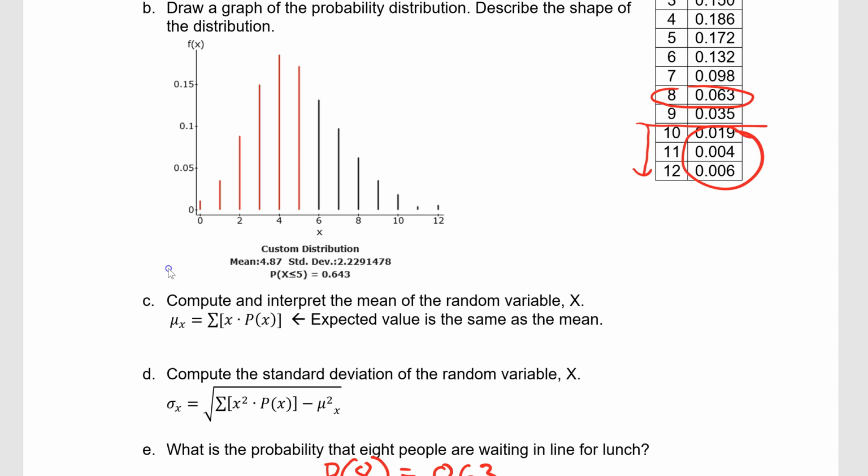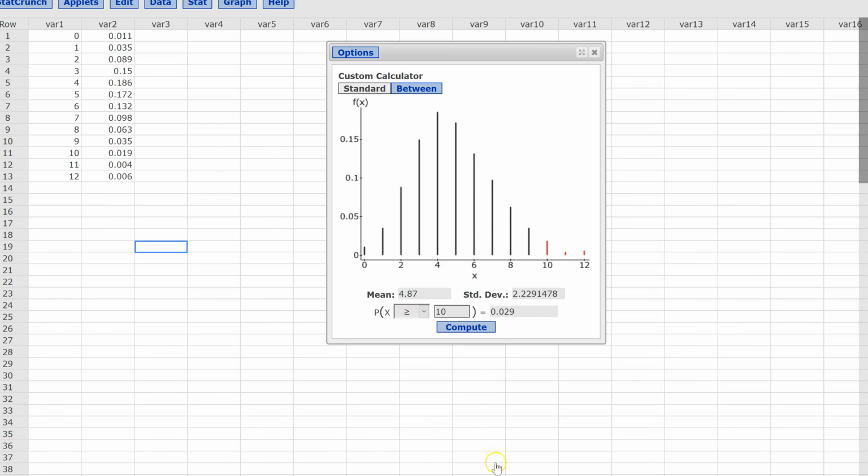Right, going back to this information, one thing that I also liked about StatCrunch, I thought was pretty clever, is down in this bottom section, it's the probability of x. And then it has some toggles for if it's less than, greater than, or equal to. So if I wanted to know the probability of 10 or more people waiting in line, I would want the probability of x is greater than or equal to 10. And I can hit compute, and it will tell me that it's 0.029, which we had found earlier by adding up the probabilities by hand.